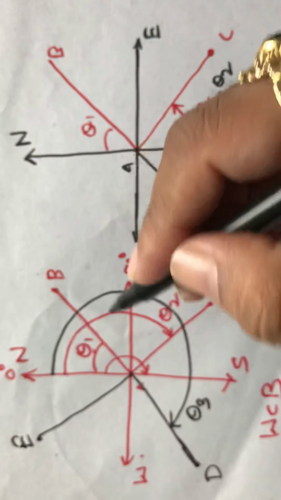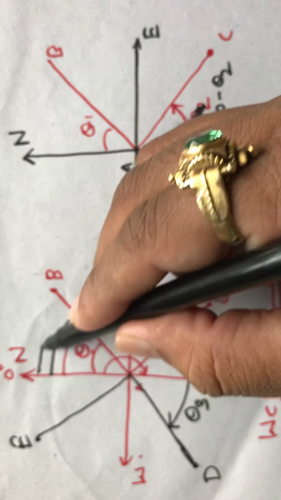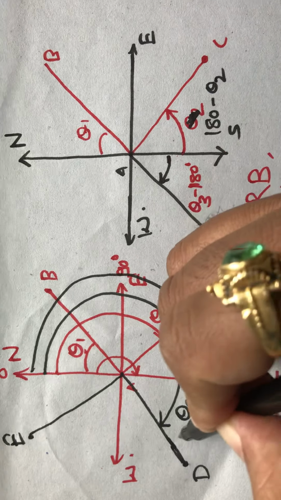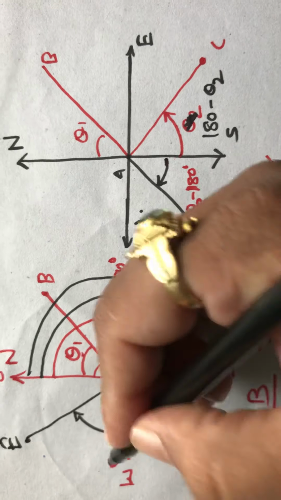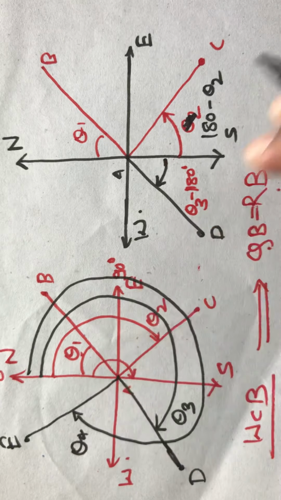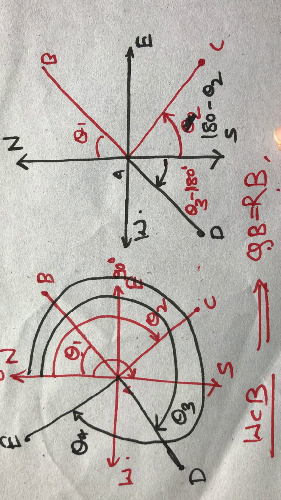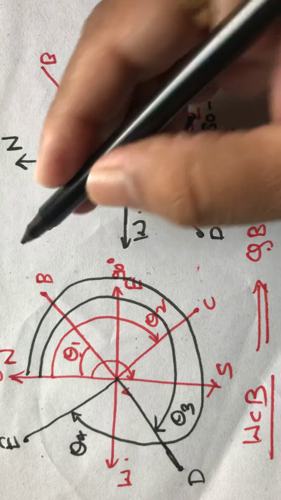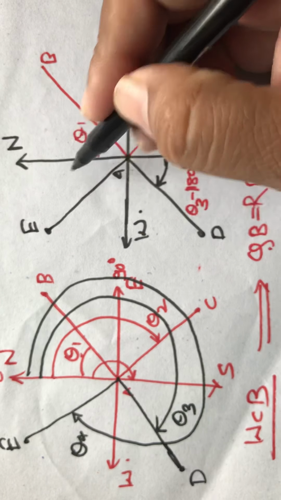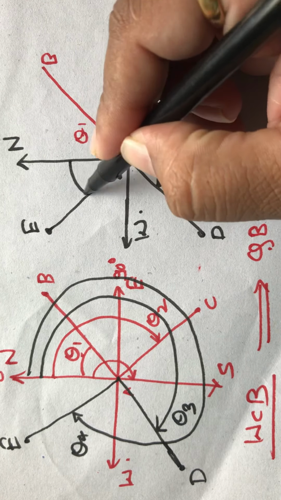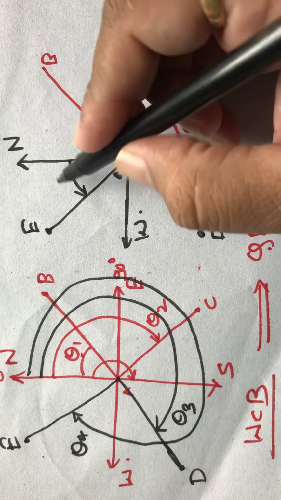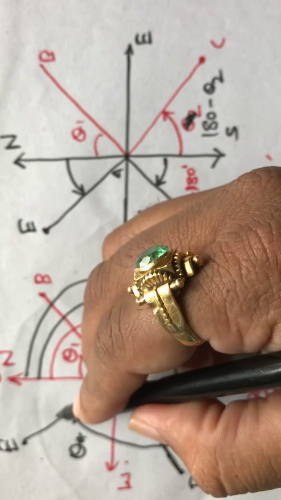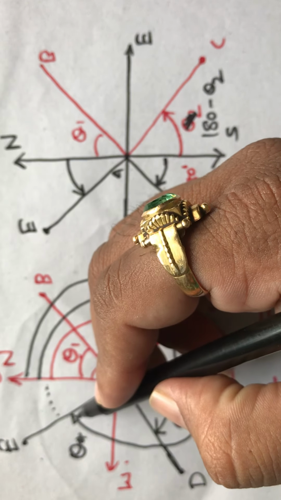So we have the AE line. The whole circle bearing for the AE line is theta 4, correct? Now if I draw the AE line here, for quadrantal bearing we always measure from north or south, whichever is nearer. So how will we calculate this angle?